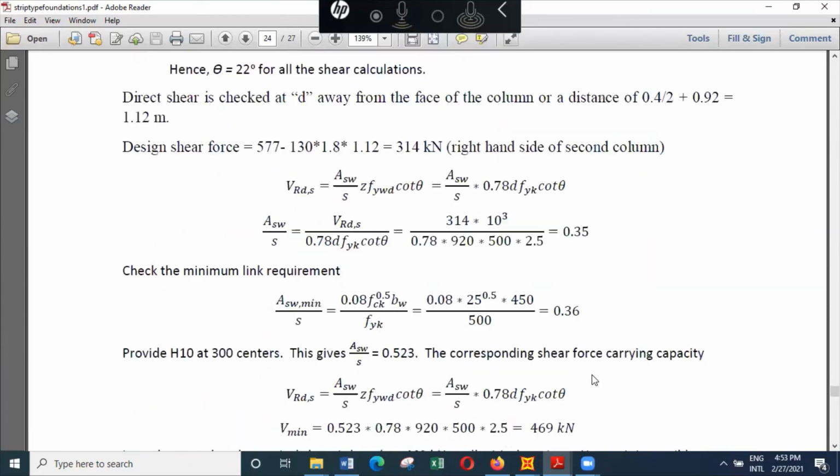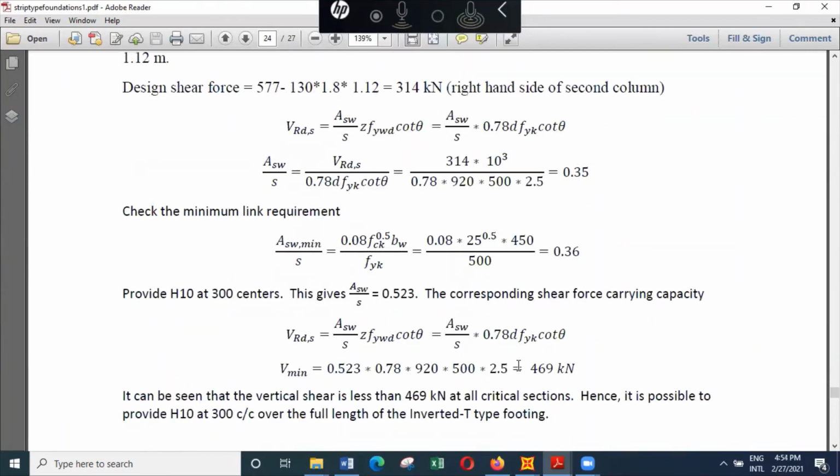So if we select 10 millimeter links at 300 centers, you can get Asw/s of 0.523, which is more than both these values. And when you are providing that, you can calculate the shear force carrying capacity, and you can see the shear force carrying capacity of this particular reinforcement of 10 millimeter bars at 300 centers is 469.